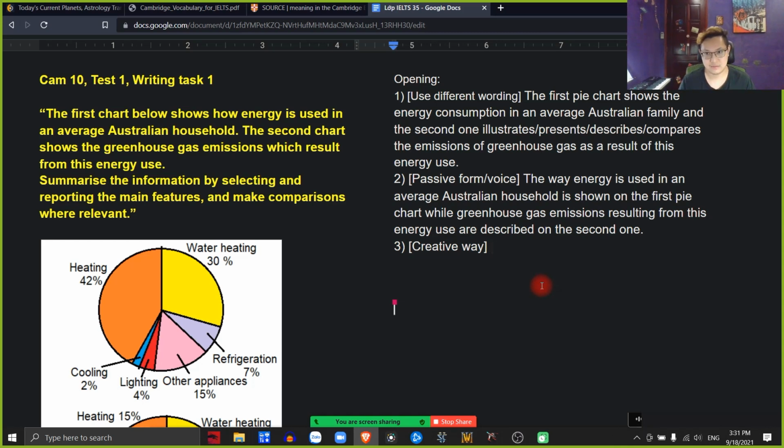Band 7 is for that. Band 7 and more is for creativeness and style. Muốn có phong cách viết và nó có cái sự sáng tạo và đúng nữa cả thì mới được lên band 7 nha. Okay. However, creative way, I would say like, the two pie charts provide, hai cái biểu đồ bánh này cung cấp.